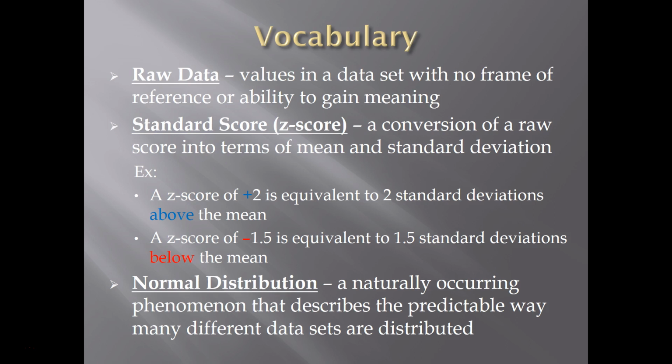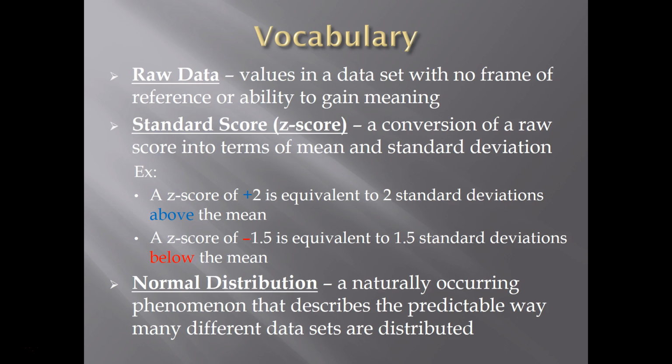All right, so let's talk about normal distribution. Normal distribution is a really, really important thing in statistics. It's really a very important thing in life in general, to be quite honest with you. Basically, normal distribution is a naturally occurring phenomenon where data behaves in a very predictable way, right? The more and more data you collect, the more and more likely that data is to be normally distributed.